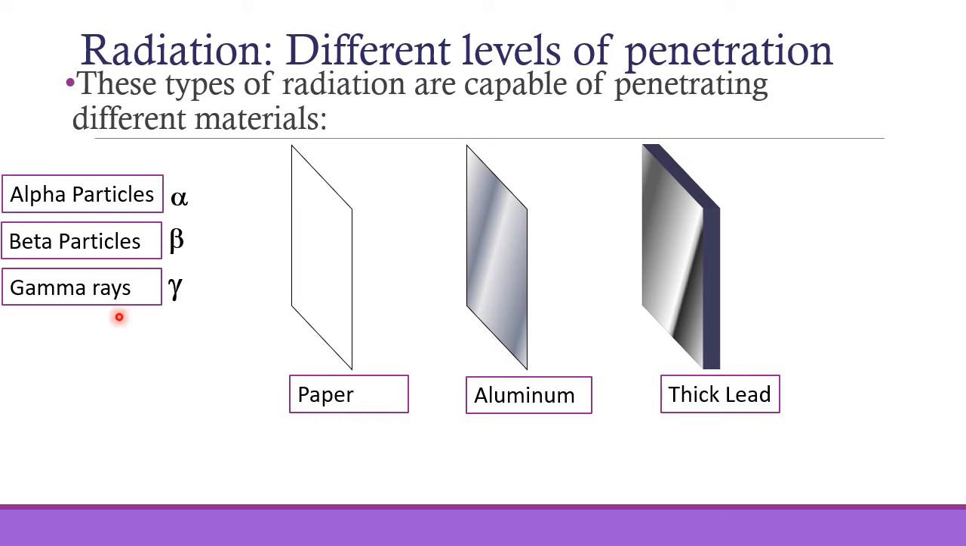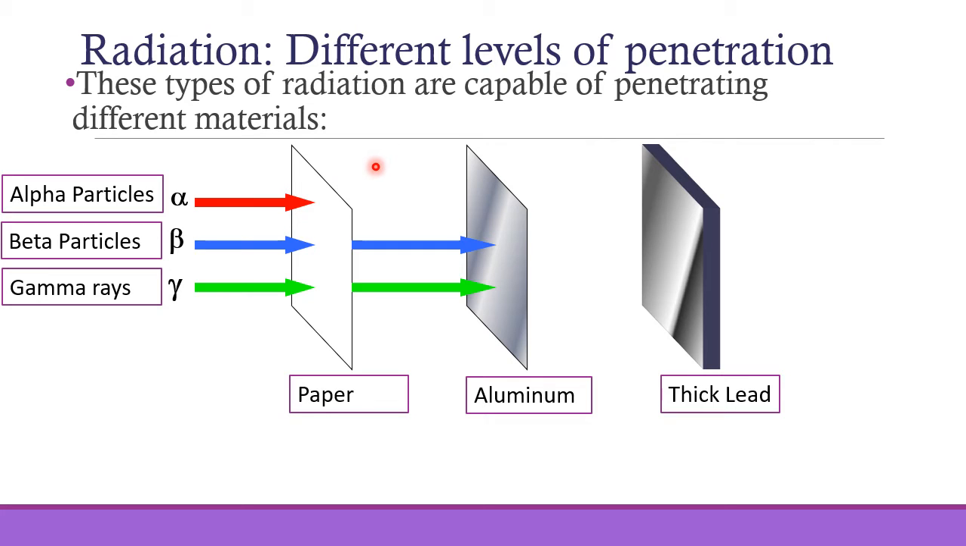Remember, these are all released during nuclear fission and the splitting of the atom, okay, in the nuclear reactors, which we've been learning about. So all the examples of radiation get to paper. Now, alpha particles are stopped at paper. Paper can stop alpha particles passing through. Alpha particles can't really pass through thin substances at all, whilst beta particles and gamma rays can pass through paper.